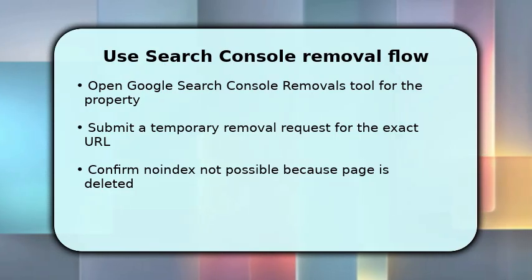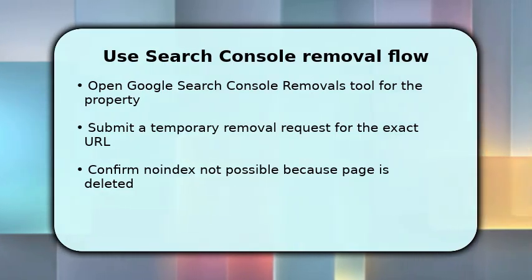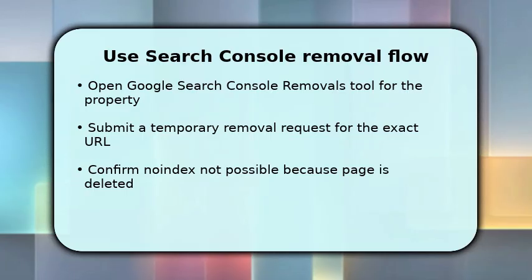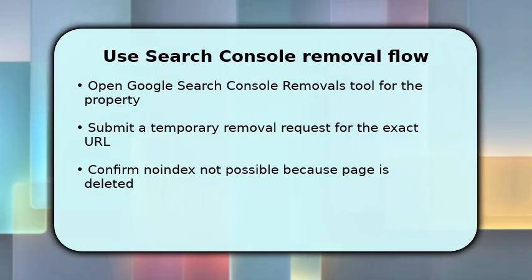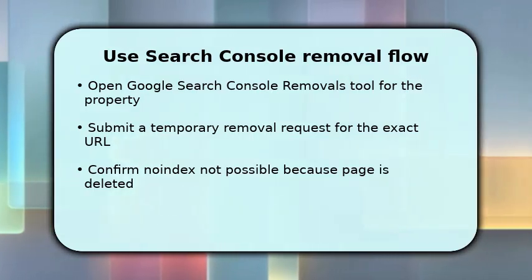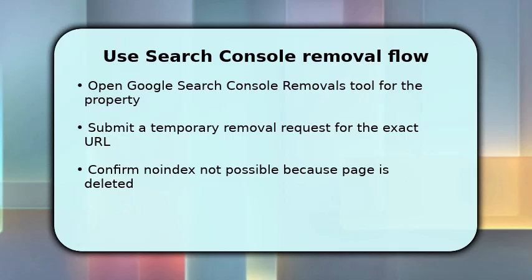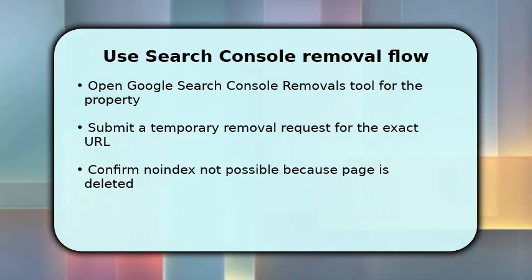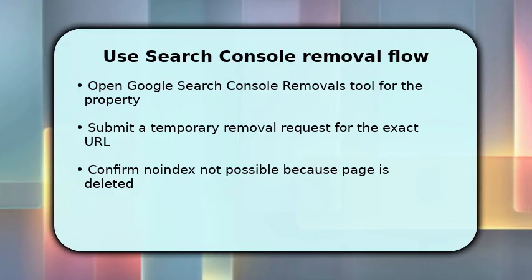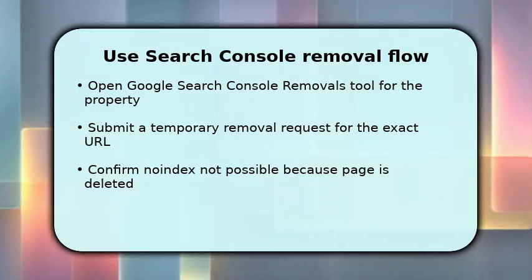Next, go to Google Search Console and use the Removals tool to request urgent removal of the exact URL. This hides the snippet quickly while the index updates. While the removal is temporary, about 6 months, the real, permanent signal is the 410/404 response you already set.